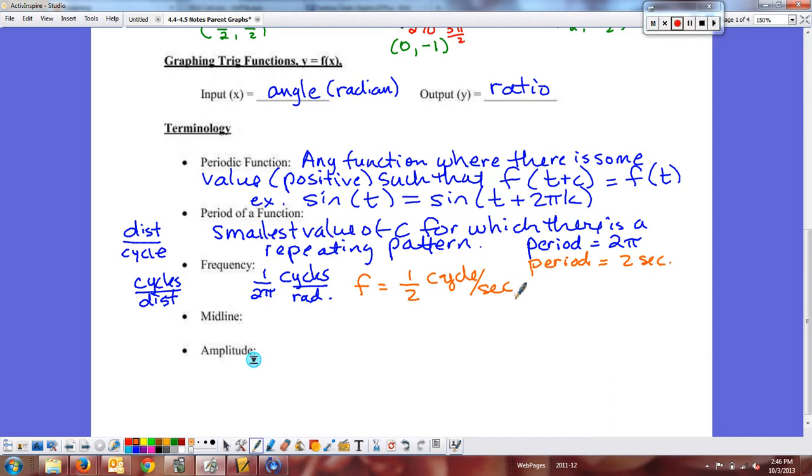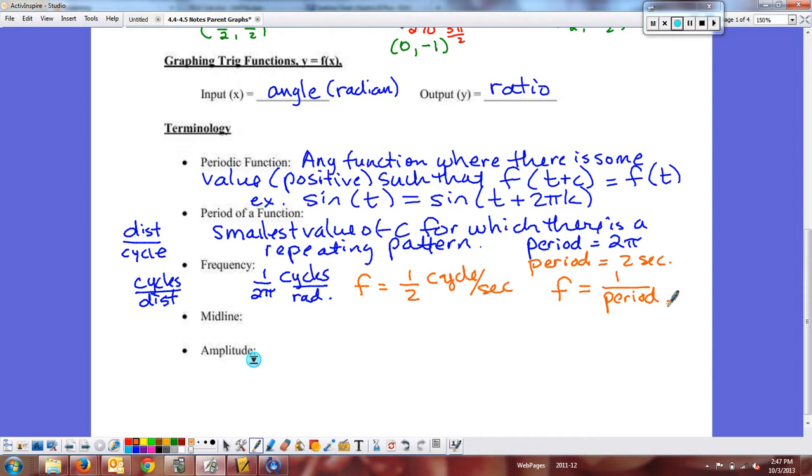Now remember, this was 2 seconds per cycle, so this is a half a cycle per second. So do you see the idea that period says the distance or time to complete a cycle, whereas your frequency is how many cycles per unit of whatever it is you're doing for your time or distance or angles that we're looking at. So the general relationship is that frequency is always equal to 1 over the period. They are going to be reciprocals of each other. And we'll see this coming up in multiple applications that we're going to be looking at.